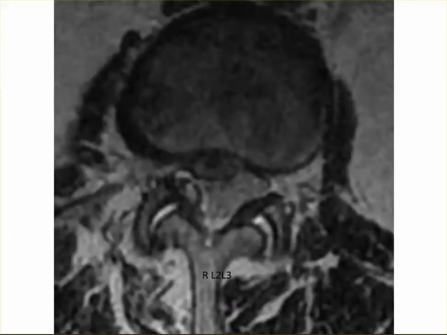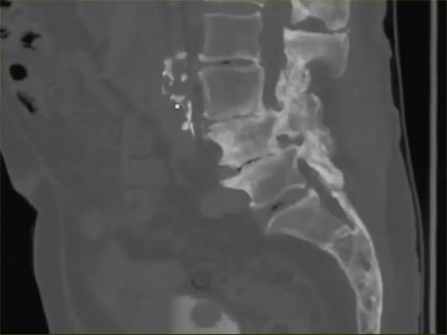So this is just one more thing. At L2, L3, he's stenotic there too. He has a disc herniation at L2, L3, and he has a facet cyst on the right. So his spinal canal is pretty tight there. Now this is a CAT scan, and it shows that the pars fracture doesn't even show up on the CAT scan that well. This is a reconstruction CAT scan that I found.